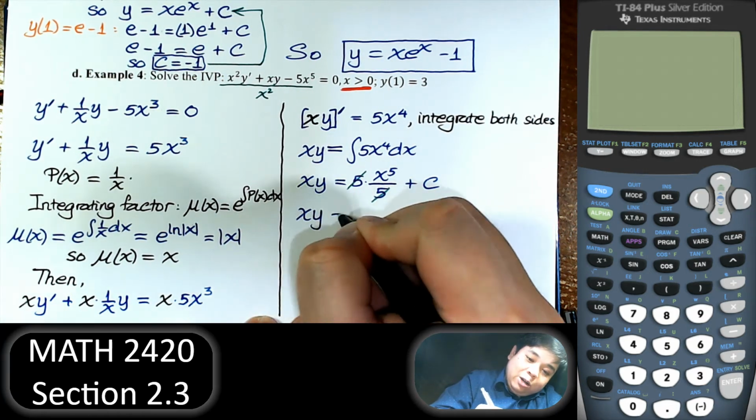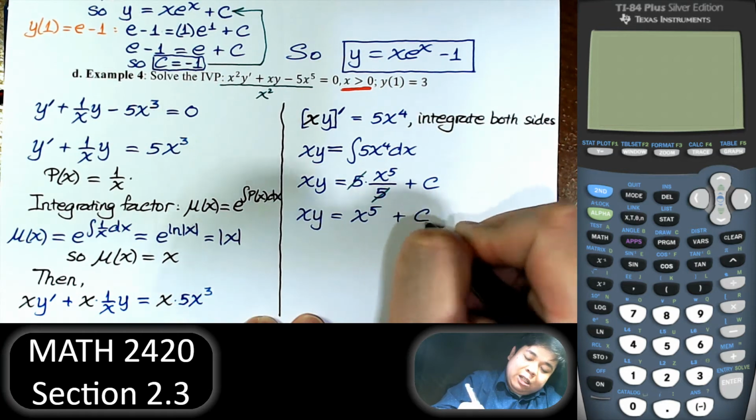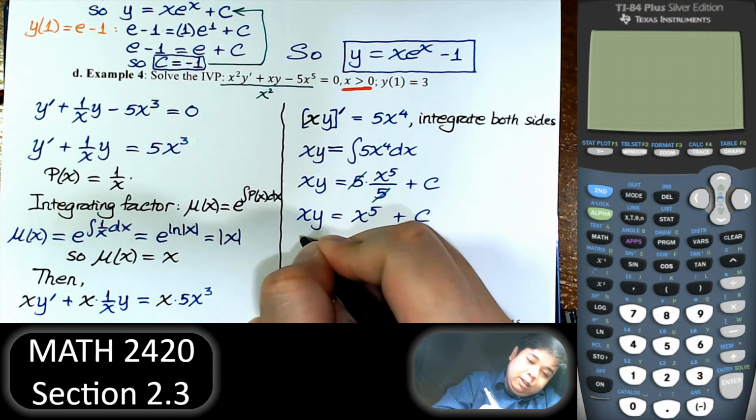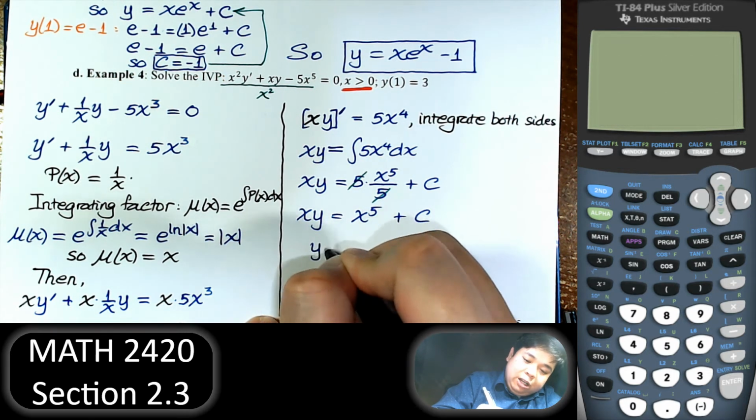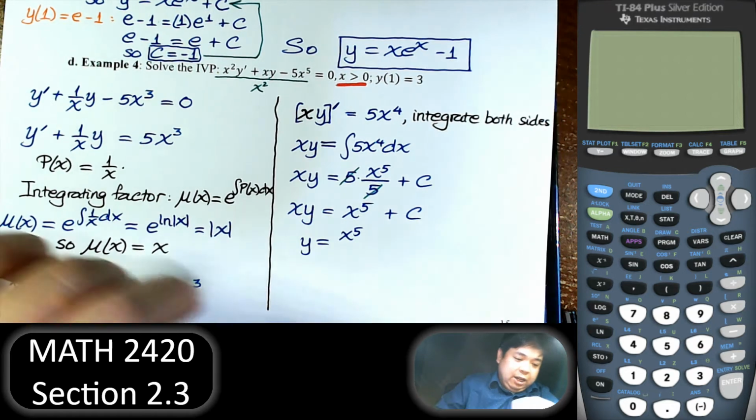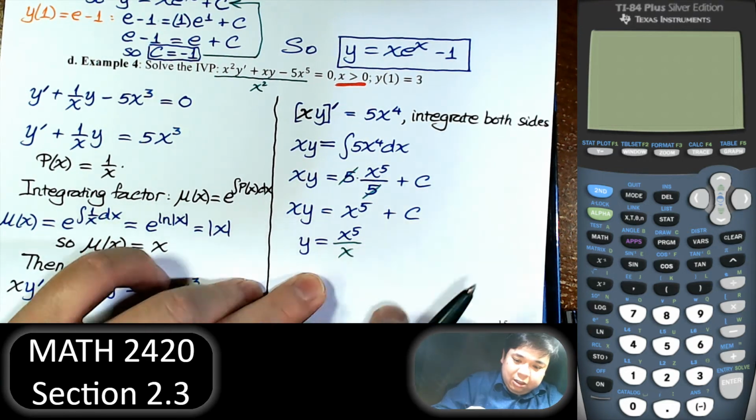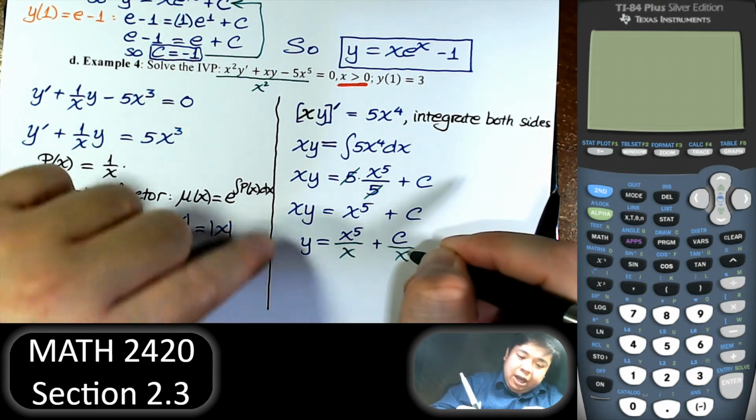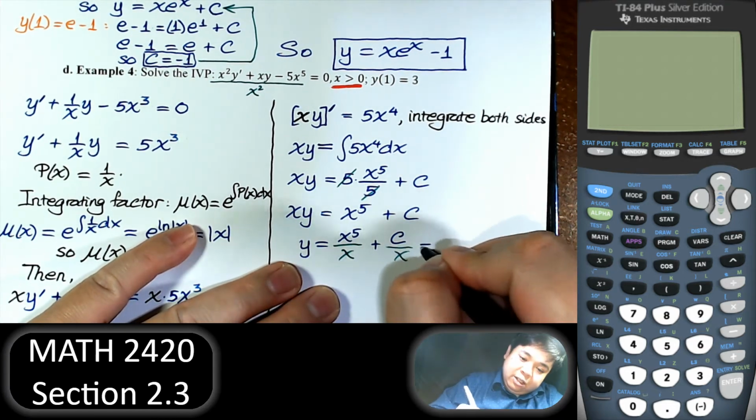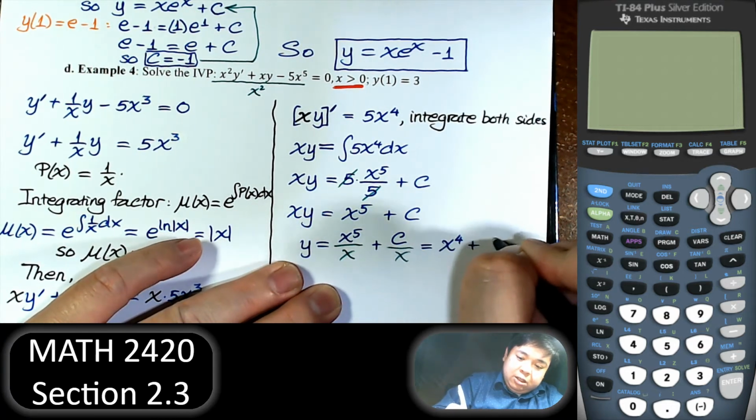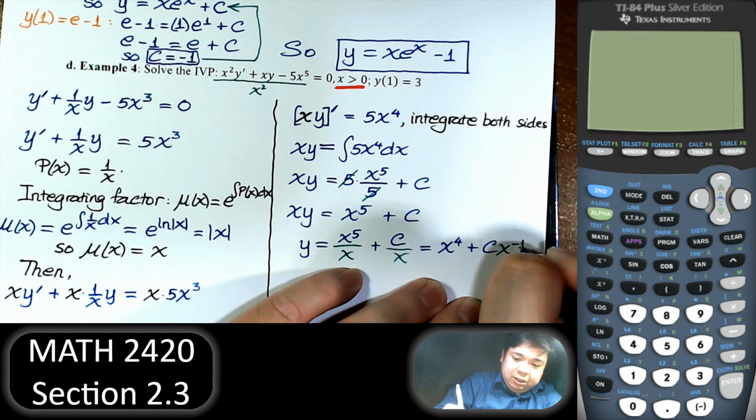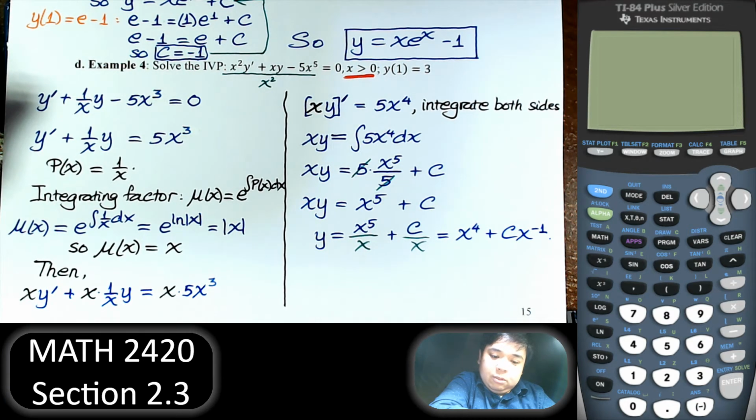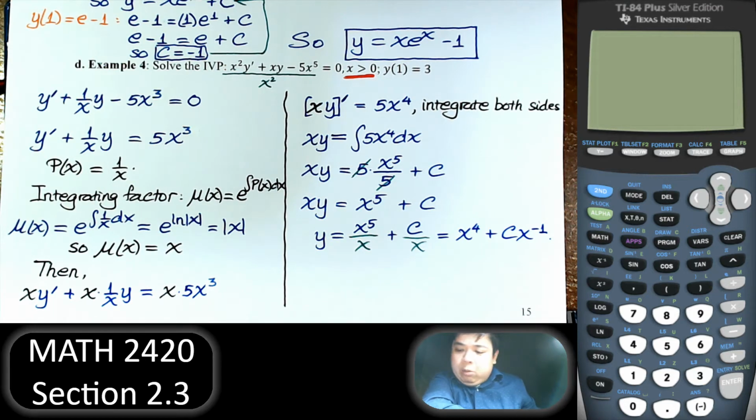So I have x y equal to x to the 5th plus c, and divide everything by x. So we have y equal to x to the 5th. Now we divide by x on both sides. Yeah, x and x cancel here. So that gives us x to the 4th plus c x to the -1. So that's good there. Now this is initial value problem.